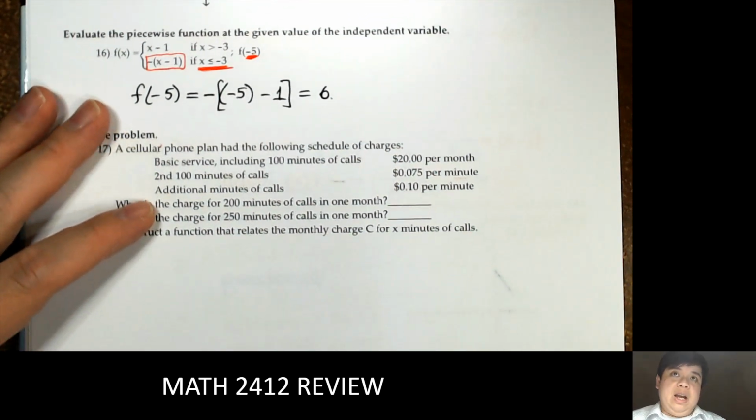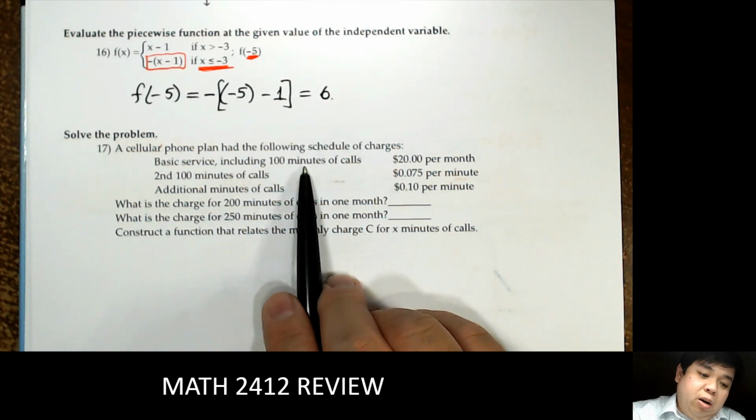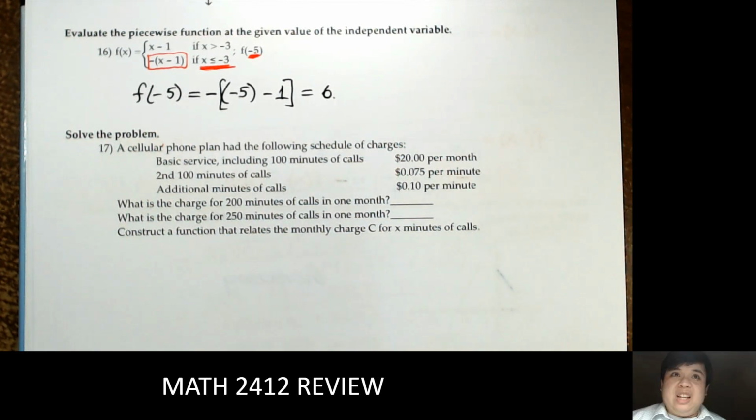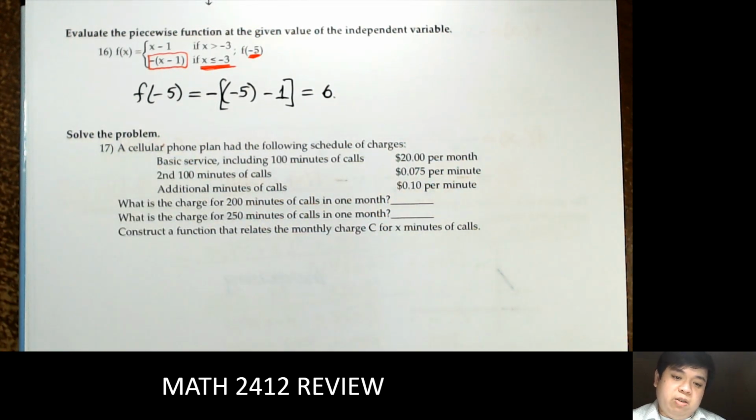Next we have an application of the piecewise function. A cell phone plan: basic $20 per month, including 100 minutes. So with 100 minutes or less, that'll be $20 flat. The next 100 minutes will be 0.75 per minute, and additionally, after that will be 10 cents each. So what is the charge for 200 minutes of calls?